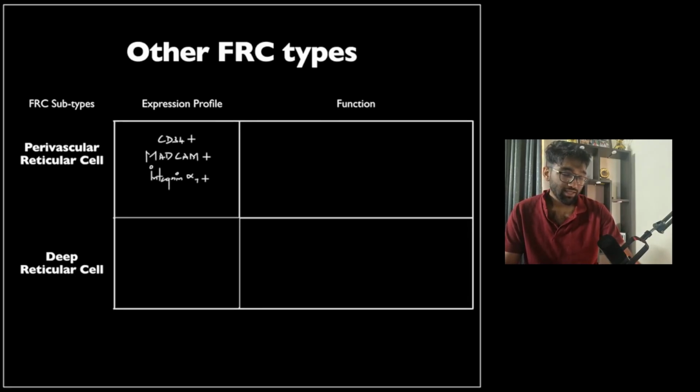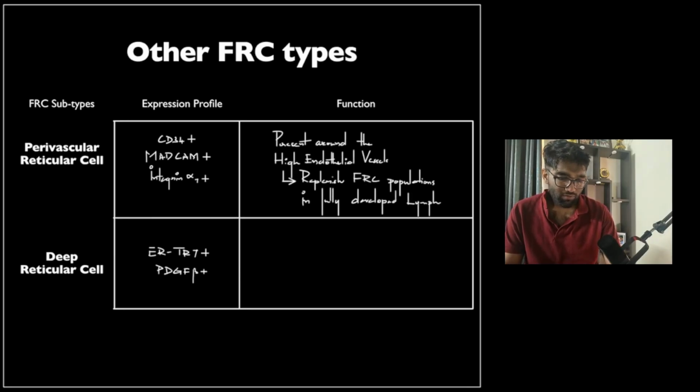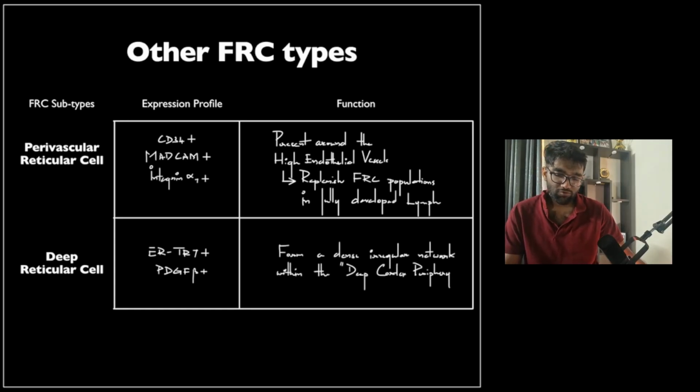Perivascular reticular cells express CD34, MADCAM, and integrin alpha 7, whereas the deep reticular cells express ER-TR7 and PDGF beta. Now, naturally, perivascular reticular cells are located around high endothelial vessels. They essentially replenish the FRC populations, other follicular reticular cell populations, in a fully developed lymph node, whereas deep reticular cells form a dense network within the deep cortex, essentially to capture antigens. So, naturally, perivascular reticular cells are called perivascular because they're located around high endothelial vessels.